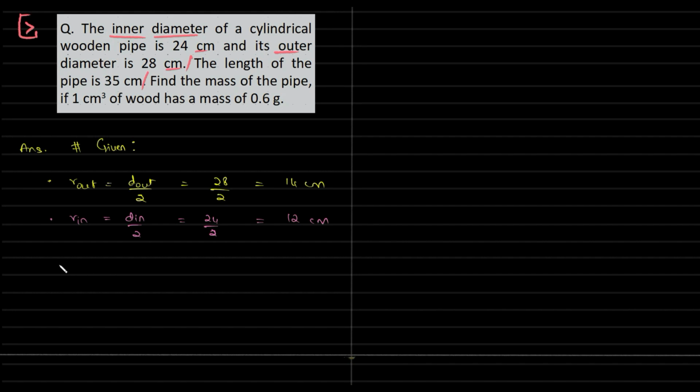And next is the length, the height actually. Height, because we are talking about a cylinder, is it not? 35 centimeter. And the density at last. So we have been given the density as 6 by 10 grams per 1 centimeter cube.